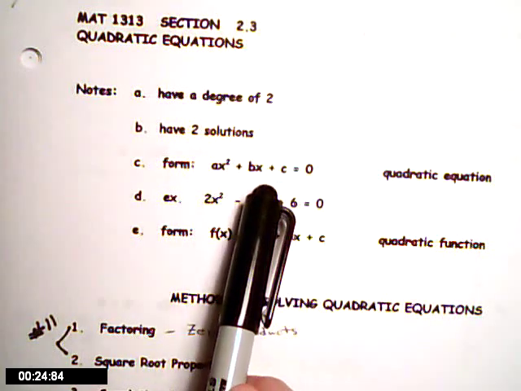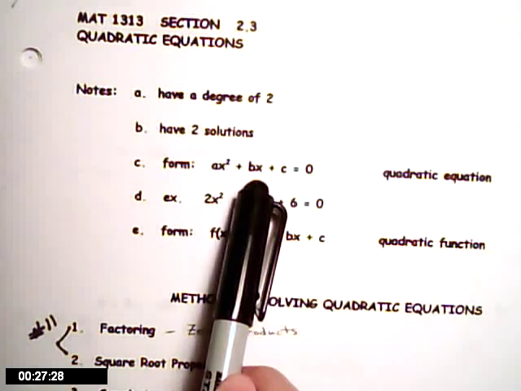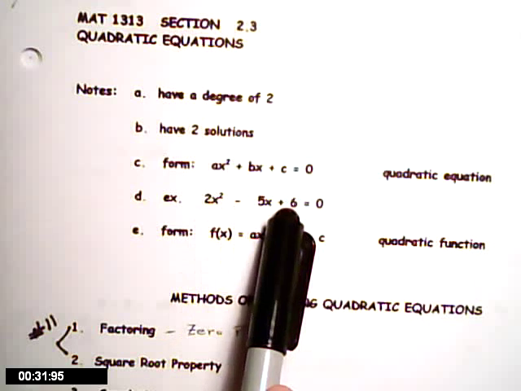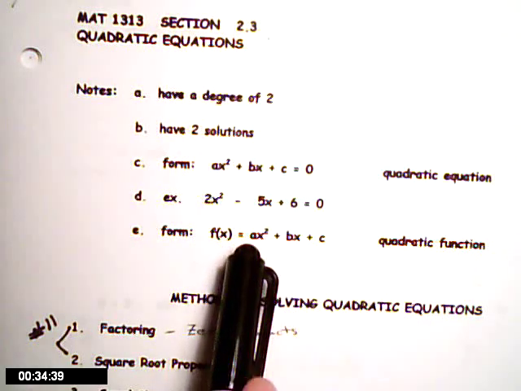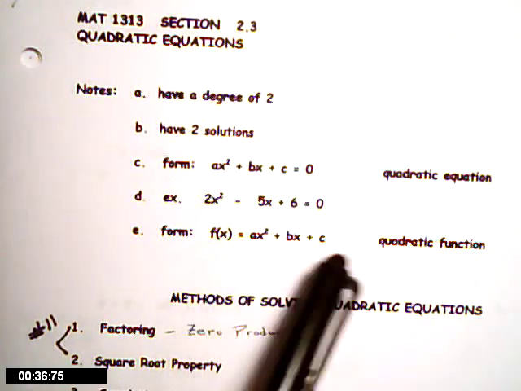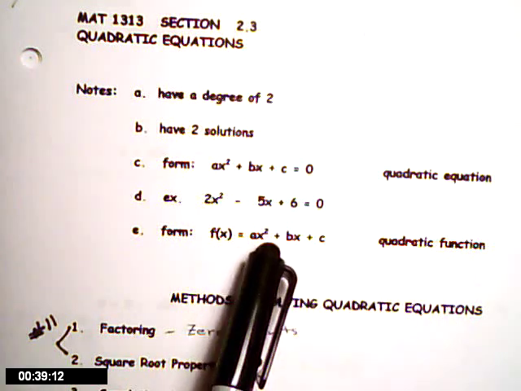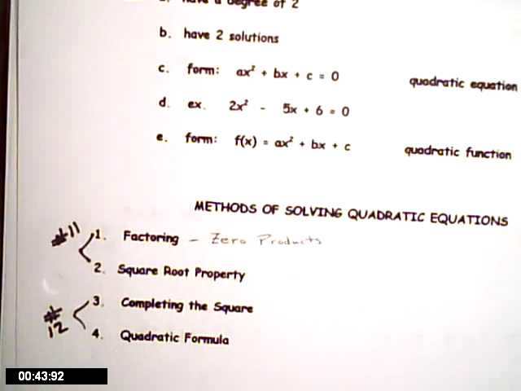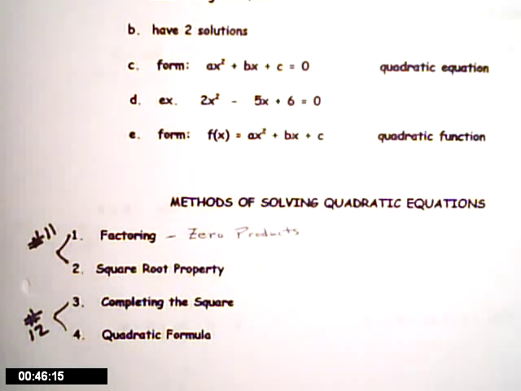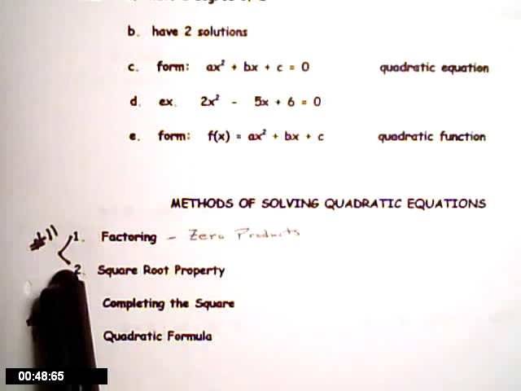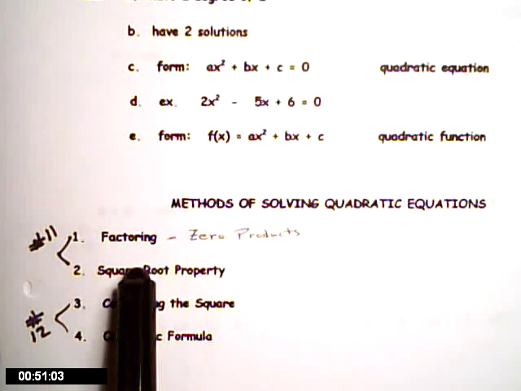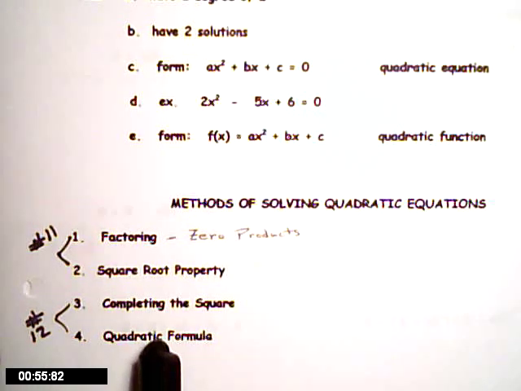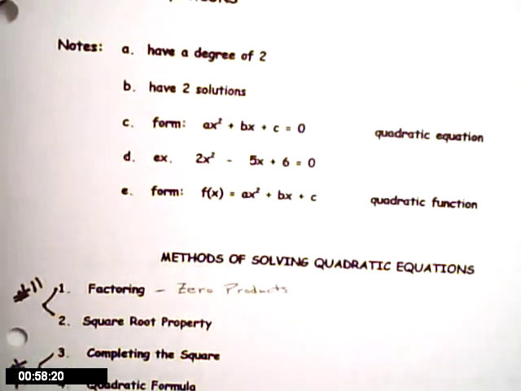An example of a quadratic equation is ax squared plus bx plus c equals 0, or here it is with numbers put in. Sometimes in the third assignment in this section, we'll be working with these as quadratic functions. Instead of equals 0, it'll be f of x equals. There are four methods to solve quadratic equations that we'll be looking at. In lesson number 11, we'll look at factoring and the square root property. In lesson number 12, we'll look at completing the square and the quadratic formula.